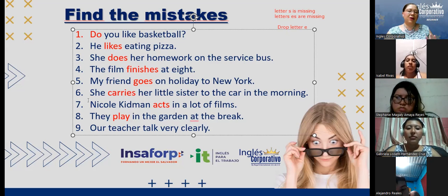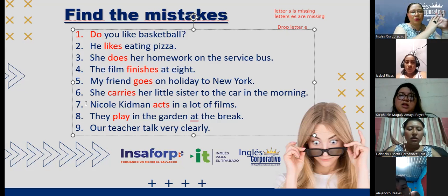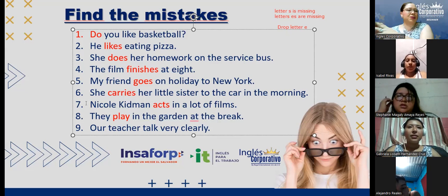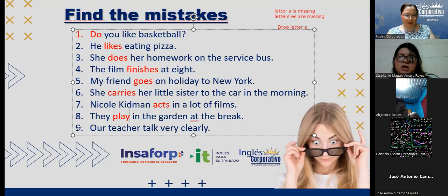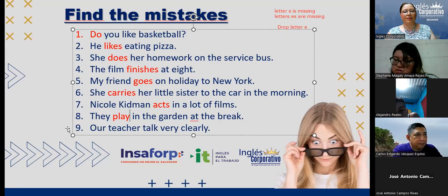Ok, vamos a leer las dos, ¿sí? En velocidad normal. First number seven, and then number eight. Nicole Kidman acts in a lot of films. Va, hagamos un solo breathe out. Nicole Kidman acts in a lot of films. Very good. Now, number eight. They play in the garden at the break. Very good. Number nine.